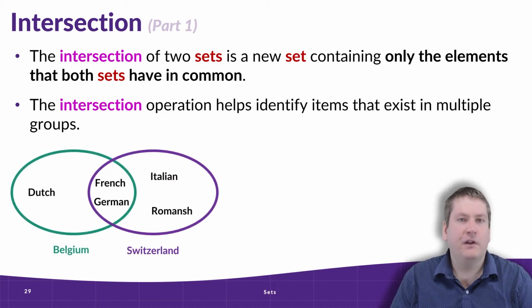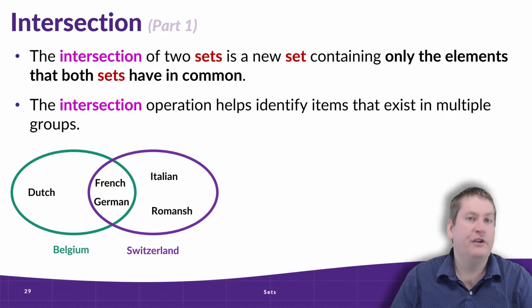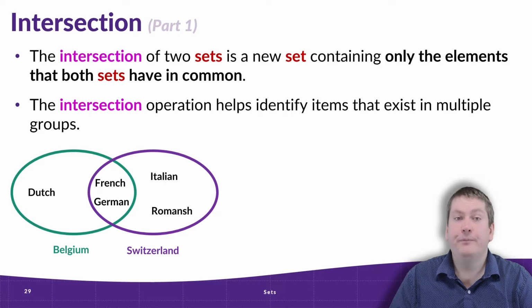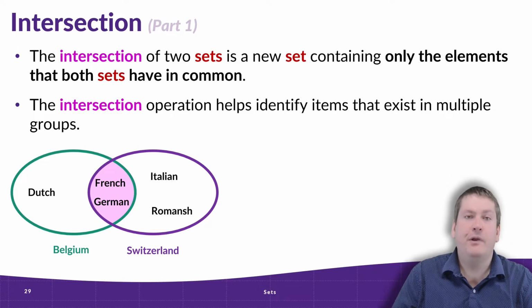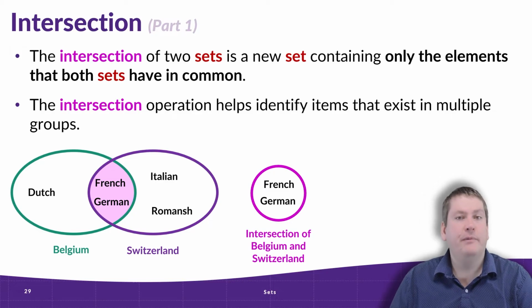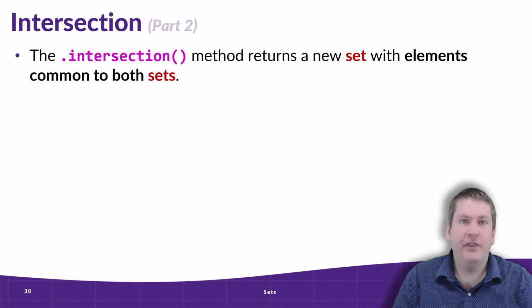Let's take a look at a visual example. So we have the Belgium set back again, and it contains Dutch, French, and German, and we also have the Switzerland set that contains French, Italian, German, and Romansh. Now, here the only ones that are in common are French and German. So the intersection of Belgium and Switzerland would be a new set containing only the elements French and German, because these are the only elements that are common between the two sets. So once again, we can do this in Python, and it is done through the intersection method.